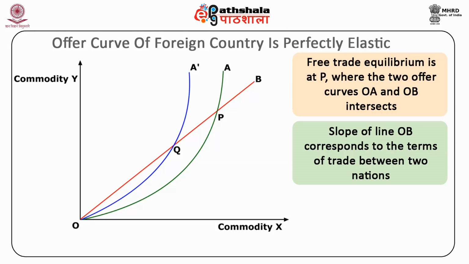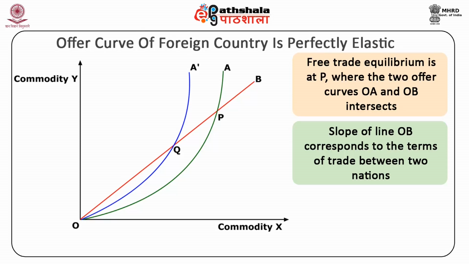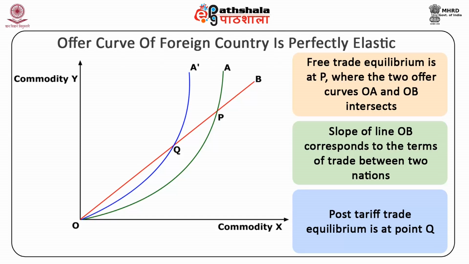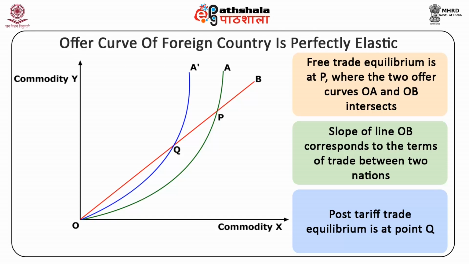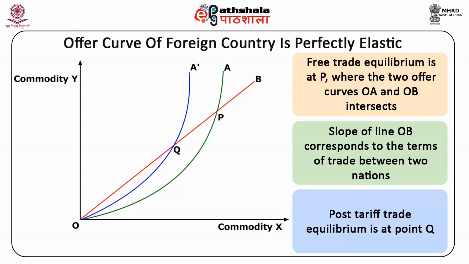When nation 1 imposes tariff, we get A prime Q, which is its tariff displaced offer curve. The post-tariff trade equilibrium is at point Q, where the tariff displaced offer curve of nation 1, OA prime, intersects the initial offer curve of nation 2, OB.